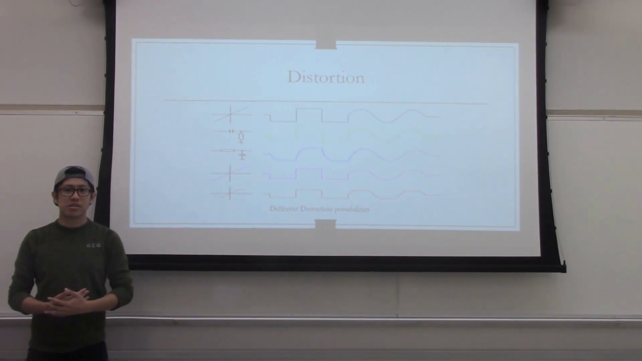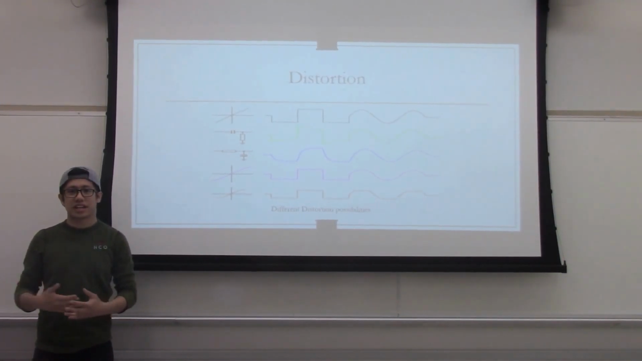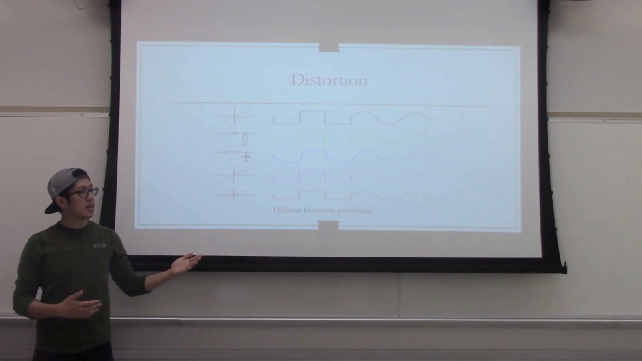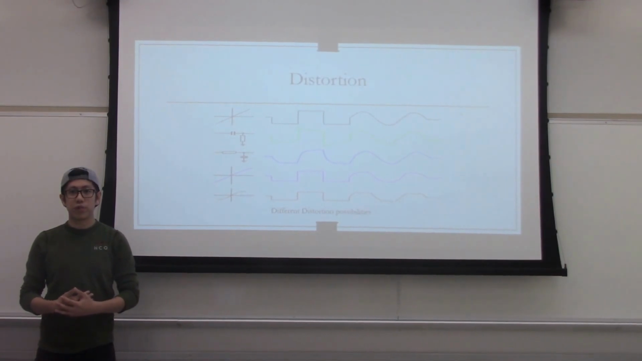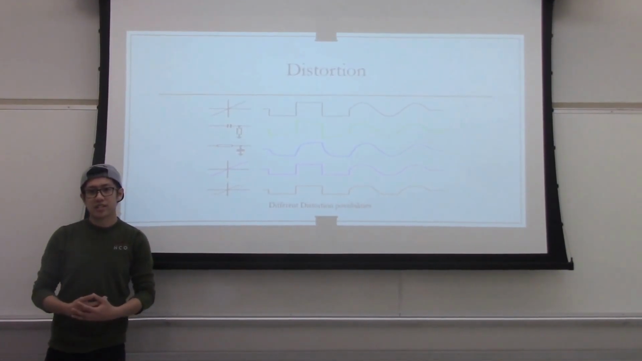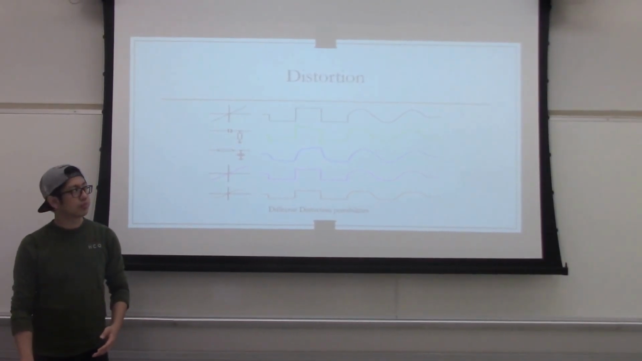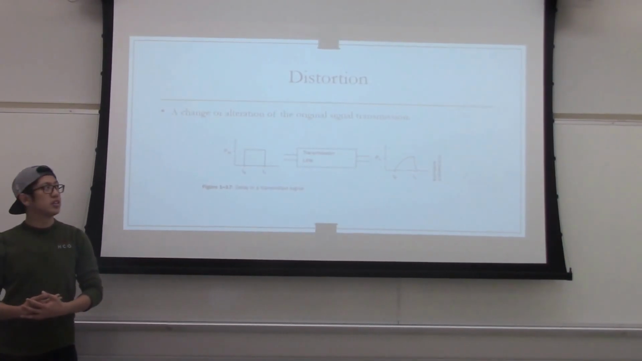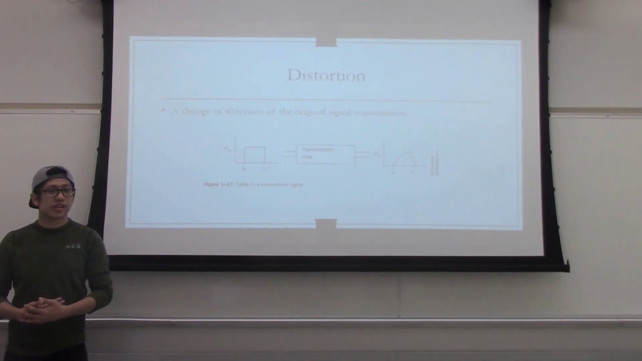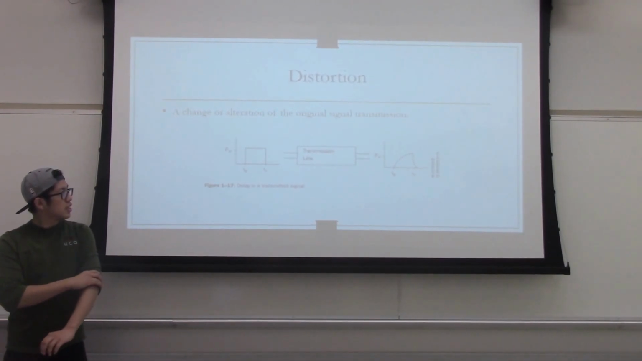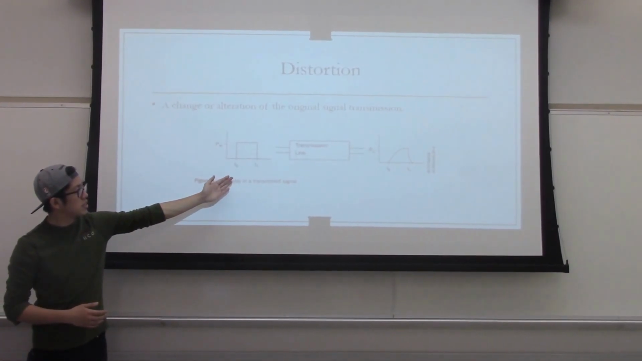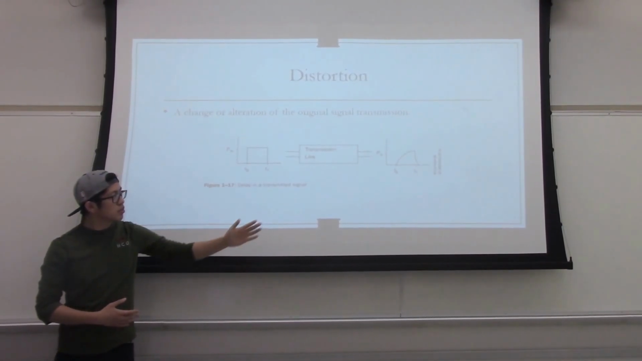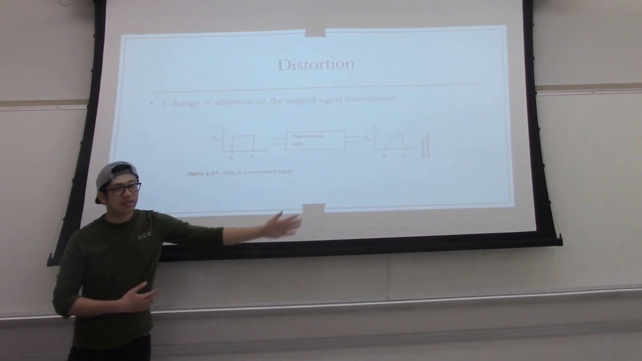So there are different types of distortion possibilities that can occur in waveforms and signals, but the one we'll be focusing on today is frequency delay distortion. So as we said, distortion is a change or alteration of the original signal transmission. In this case here, we have a signal that is being transmitted through a transmission line. As it goes through the transmission line, we can see that it has become distorted into a different figure.